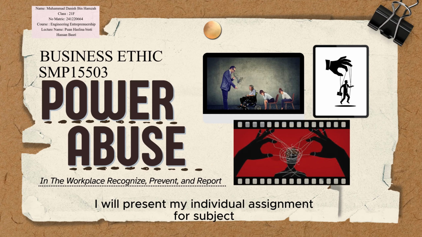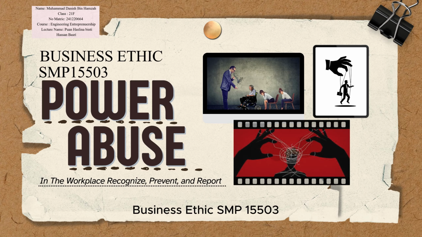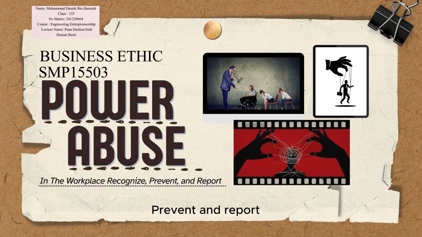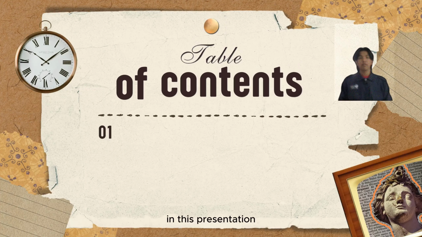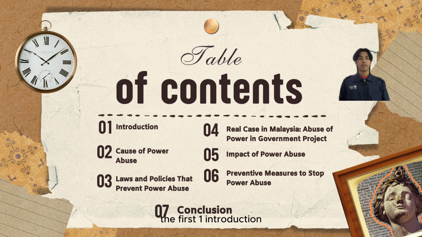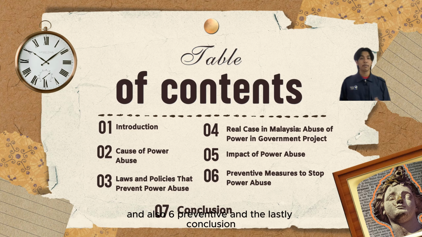So today I will present my individual assignment for the subject Business Ethics SMP15503, on the topic: power abuse in the workplace, recognize, prevent and report. In this presentation, we have six parts and end with a conclusion. The first one, introduction; second, causes; third, law and policy; fourth, real example case in Malaysia; fifth, impact; sixth, preventive measures; and lastly, conclusion.